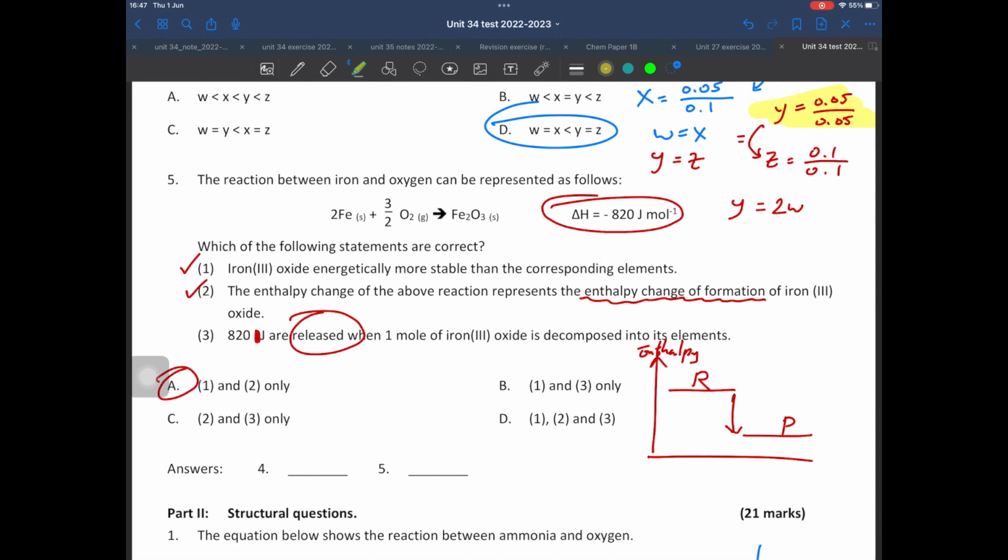Statement 2, does it fulfill the enthalpy change of formation of iron(III) oxide? Well, yes, if you study the definition. What about 3? If the forward reaction, formation of iron(III) oxide, is exothermic, that means decomposition of iron(III) oxide back to elements should be endothermic, right? There is no point for the energy release. So even without the typo, statement 3 is still incorrect, and our answer will be A.